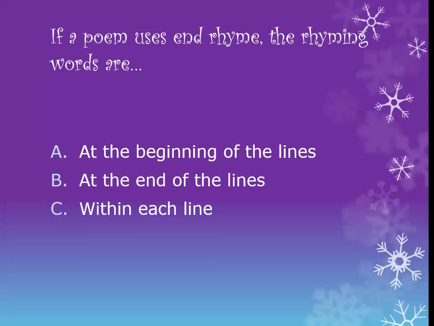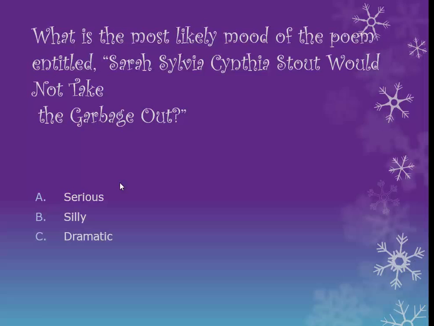If a poem uses end rhyme, the rhyming words are at the beginning of the lines, at the end of the lines, or within each line. Now, of course, if you're smart, you notice that it's end rhyme. Therefore, it is at the end of the lines, which is B. What is the most likely mood of the poem entitled Sarah Cynthia Sylvia Stout Would Not Take the Garbage Out? Is the mood serious, silly, or dramatic? If you're paying attention, it's probably B, silly.